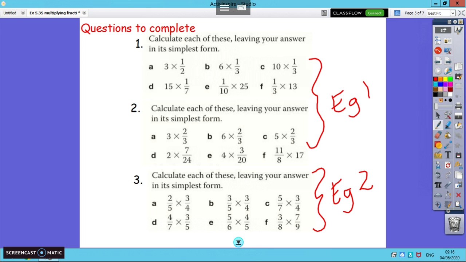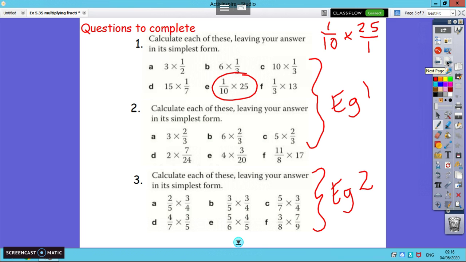Now, if it looks like things are the other way round, like this one here, 1/10 times by 25, you can still do 1/10 times by 25 over 1. You can still write it like that. It doesn't matter which way around they are, you still do the same thing. Okay, so I look forward to seeing these questions.